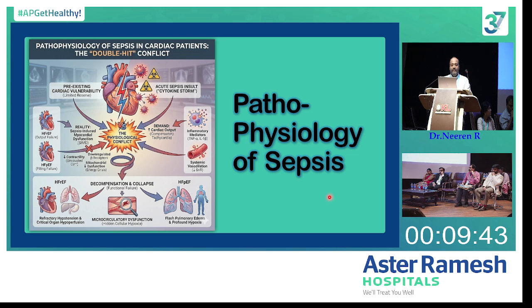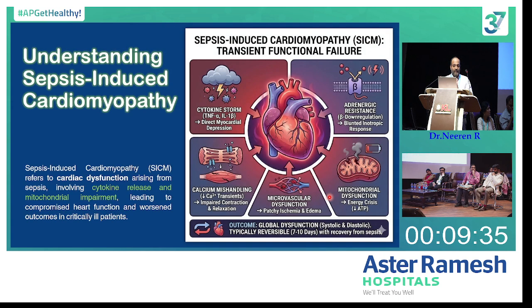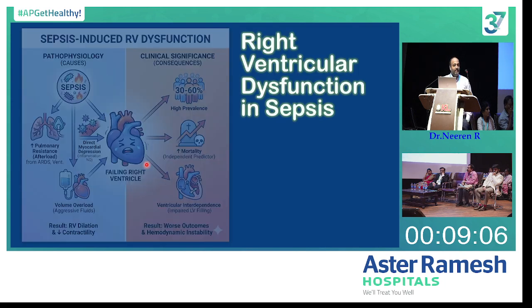So let's look a little deeper into the pathophysiology of sepsis in cardiac patients, especially sepsis-induced cardiomyopathy. It forms a vicious cycle. Sepsis affects the heart, and cardiac dysfunction actually worsens septic shock. Whenever there is sepsis, there is a release of a lot of cytokines, which can lead to mitochondrial dysfunction and microvascular dysfunction, ultimately leading to myocardial dysfunction and sepsis-induced cardiomyopathy, which is what we see. This ultimately leads to a vicious cycle that can go on.